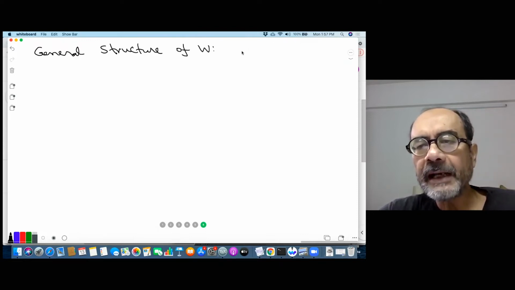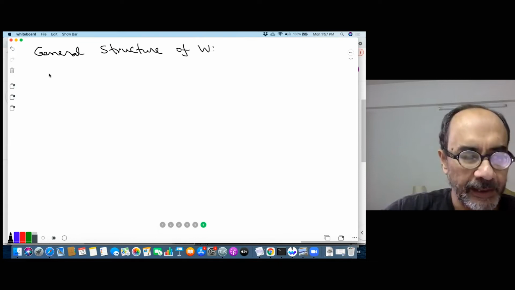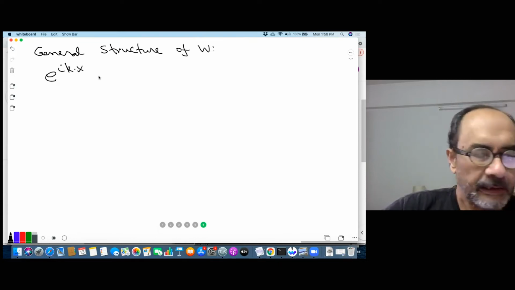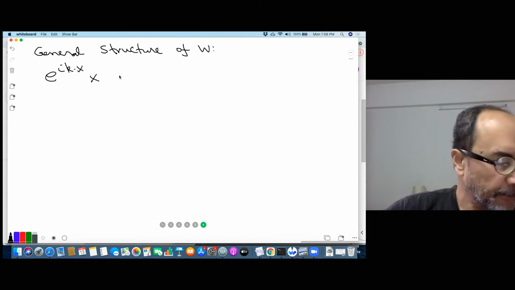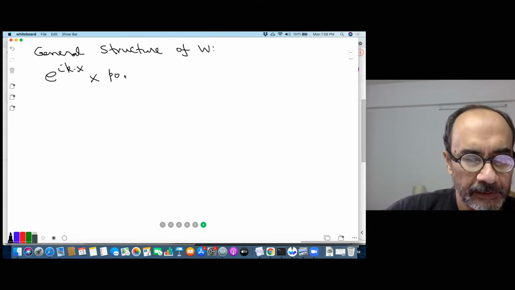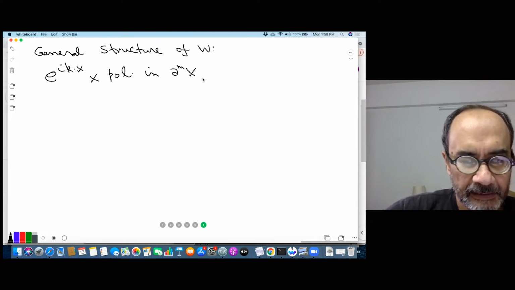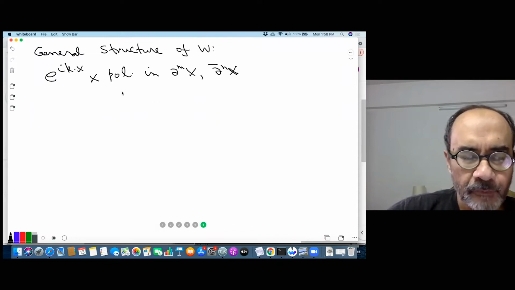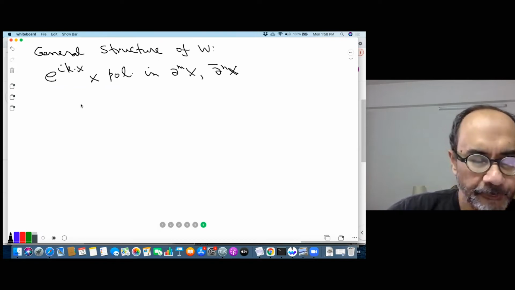Okay, so now let's look at the general structure of W. W typically has the structure of e to the i k dot x times some polynomial in del^m x and del bar^n x. Which means you can multiply by various factors of derivatives of x and del bars of x. And then of course you have to take an appropriate linear combination to make sure that it's a primary.